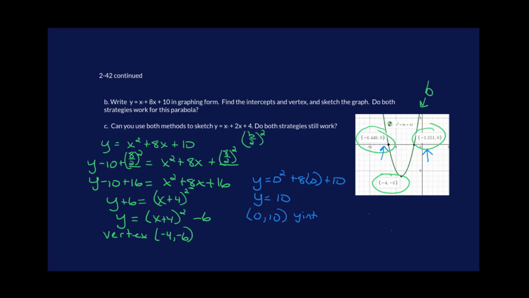And I would not say both strategies work for this. I would not use the averaging of the zeros for this because of what they actually are. This particular quadratic would have to be solved using the quadratic formula. So let's move on to the next part.